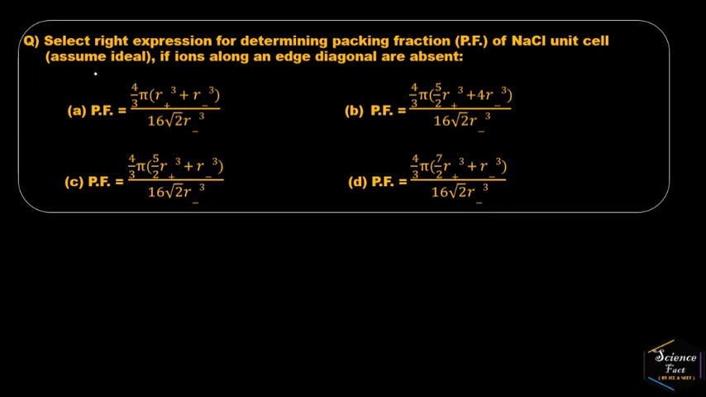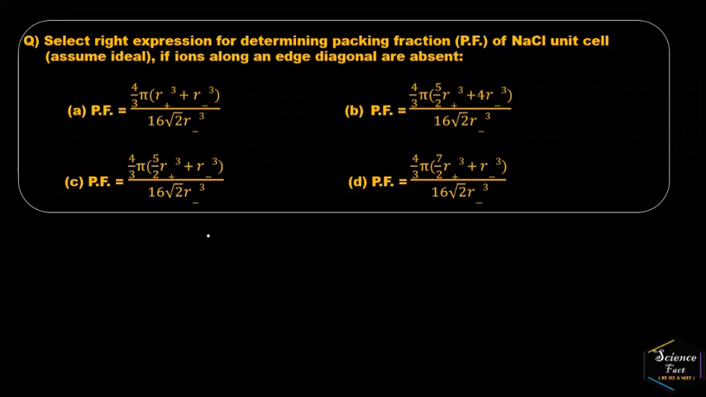Today I am going to solve a problem. In this problem it is given to select the right expression for determining the packing fraction of the NaCl unit cell, and we have to assume this NaCl is ideal. The condition is given that if ions along an edge diagonal are absent, then what should be the packing fraction? So we have to find the expression for that.